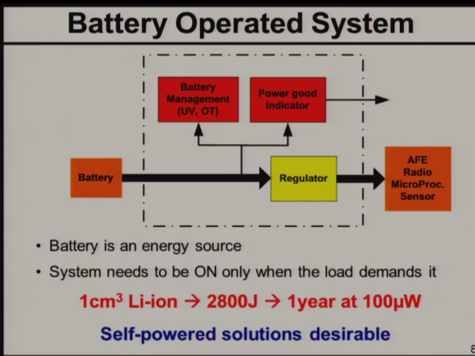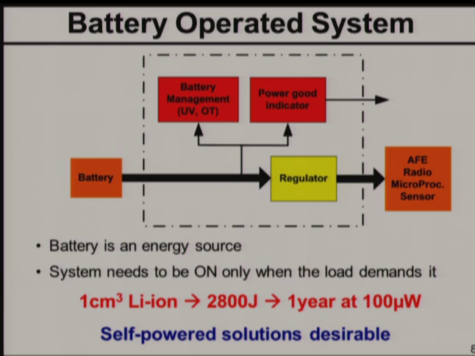In this system, the two other blocks are, the moment you use a battery, you need to protect it from, say, under-voltage events or over-temperature events, and then you need a power good indicator to tell the load that the battery is charged enough that you can power it. The main point to note is that a battery is an energy source. So when the load is not requiring power, you can pretty much shut down the system and the battery goes into its self-discharge state, and that's the only power lost.